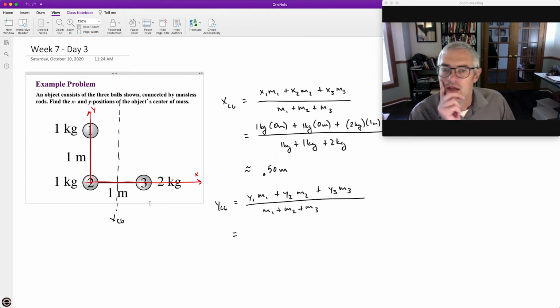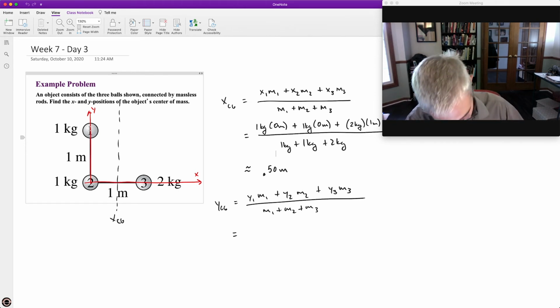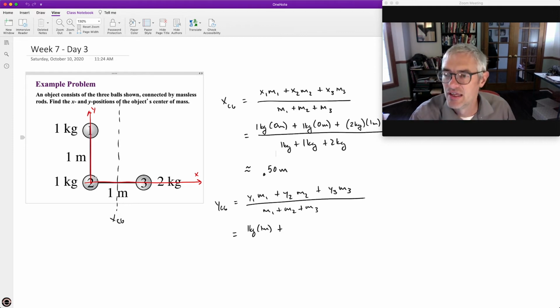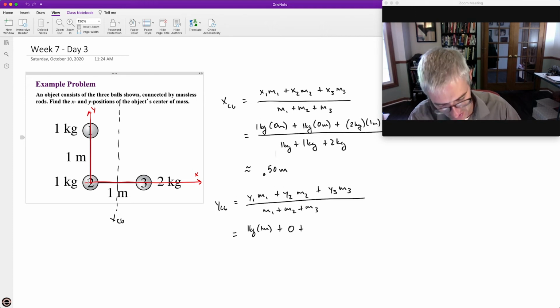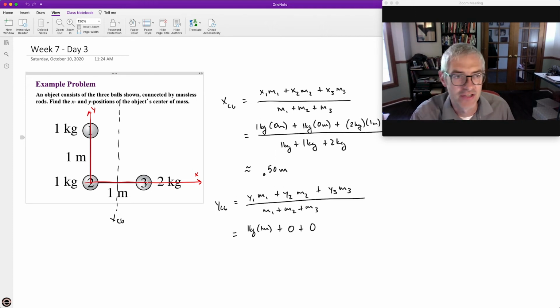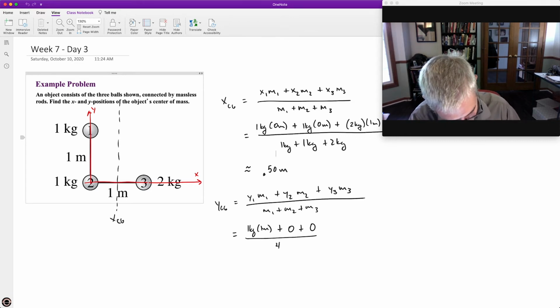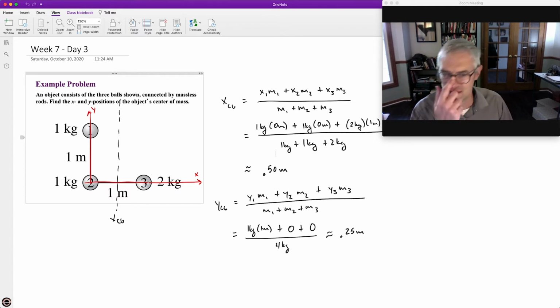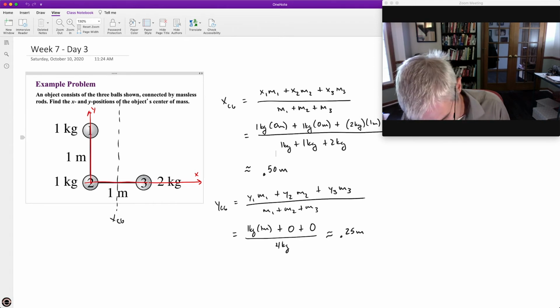Y1 is 1 meter. Particle 1 is 1 meter up on the y-axis. So we go 1 kilogram times 1 meter plus, and then particle 2 is located at y equals 0, so we get 0 plus 0. Particle 3 is also at y equals 0 meters. All over the total mass, which was 4 kilograms, which gives me 0.25 meters. So that's the y location. It's about a quarter of the way up, and it's right here.